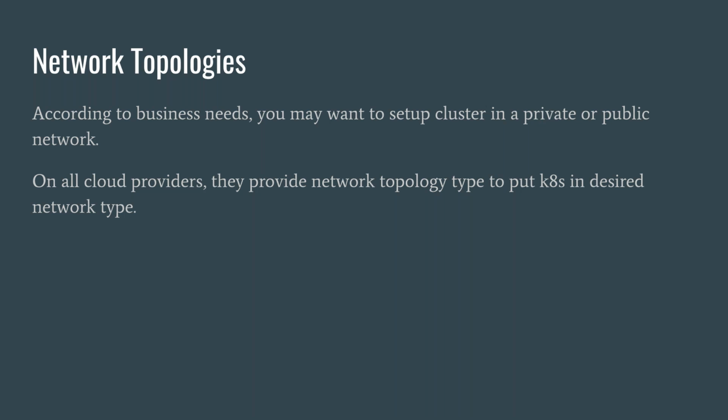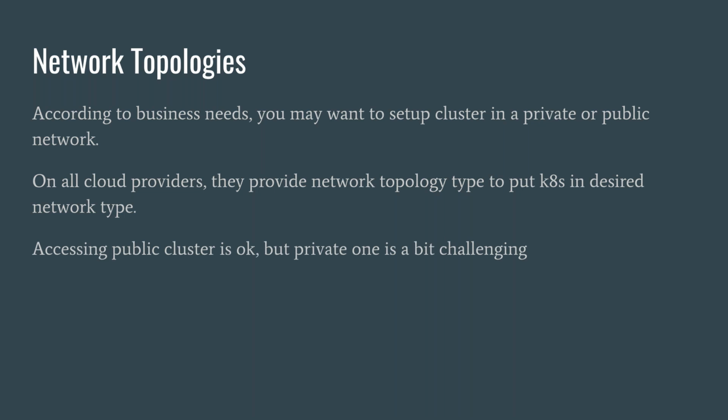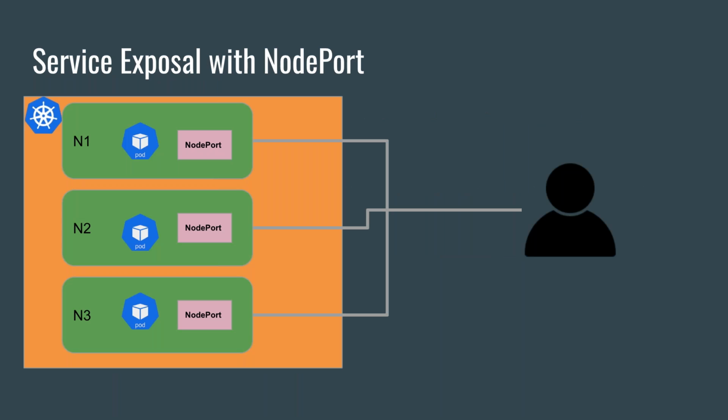While you're creating a Kubernetes cluster, all the cloud providers already provide this network topology type. And here, the real challenge is that accessing the public cluster is okay, because you just create a Kubernetes cluster, the in-memory technology is inside it, and let the customer connect to this cluster. That's simple. But what about the private one? We are putting this cluster inside a private network. It can be a private VPC. There is no connection from the outside. They all have a private IP set. So what is next? Let's see.